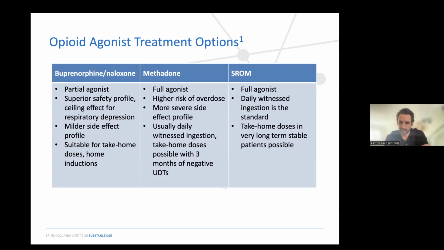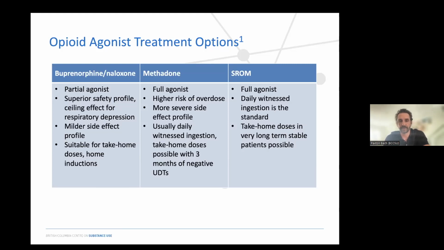Take-home doses for slow-release oral morphine are not traditionally recommended in our current guidelines, although in particularly long-term stable patients, there are caveats to that. I also want to preface all of this discussion around these agents, and the outline that I'm going to provide on slow-release oral morphine, with the fact that this is all taken from our 2017 guideline, as well as an update that was put out by the BCCSU in early 2022.